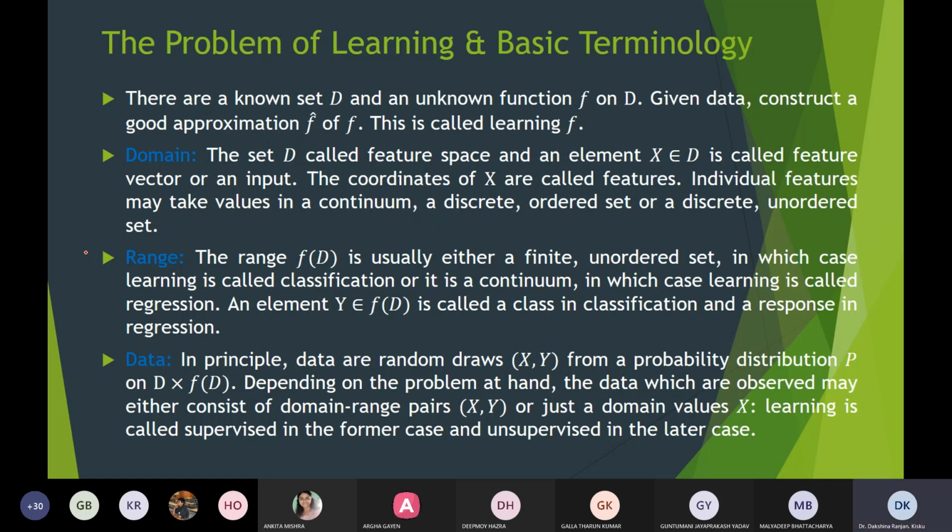Suppose there is a known data set D and an unknown function F. This unknown function F is defined over D. Now, given the data, we can construct a good approximation F dash or F cap of F. So this is called the learning of F. Our objective is to construct a good approximation of F. So we have already defined the unknown function F on the data set D. Then we try to find a good approximation of F, and this phenomenon will be called the learning of F.